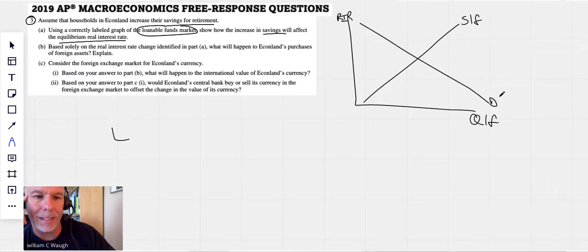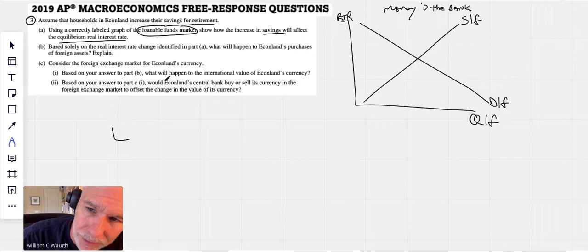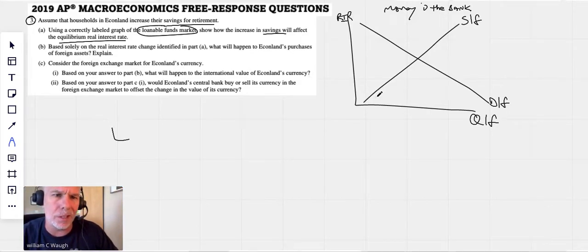Anyway, again, the easiest way to think about your loanable funds market is just to think about it as money in the banks, right? So it's just the amount of stock or money, physical capital in the banks. That's the way I like to think about it. Now, if people are saving for retirement, that means where do they put their money? Usually in the banks, right? They're putting their money in the banks.